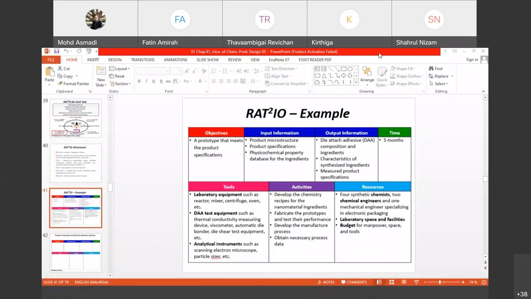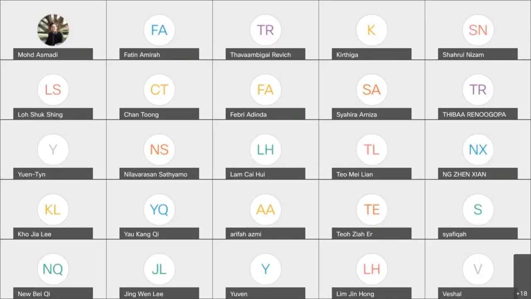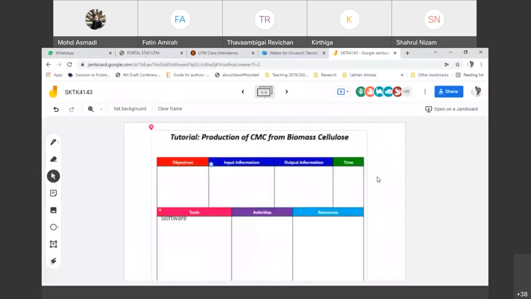Yeah, I give you 10 minutes. Just put in here using a text box. And this is the example that I put already. That's software. Chemical properties. Okay.